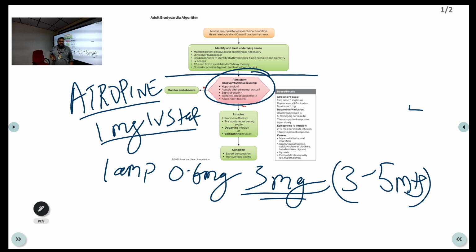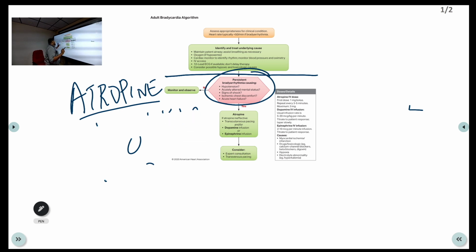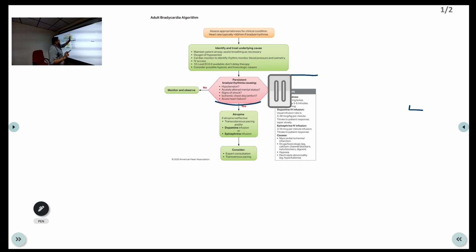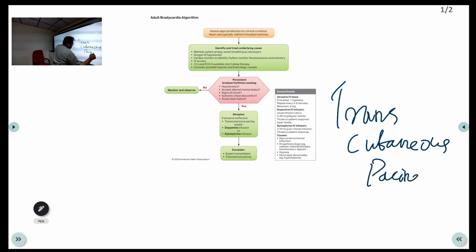The next thing is if the patient is still having persistent bradycardia, you have given atropine and still the patient has bradycardia, then there is something called transcutaneous pacing. So that is the next thing that you can remember. What basically is transcutaneous pacing? You have a patient who is having bradycardia, you have given atropine, it is not working, you have given 3 doses of atropine, it is still not working.